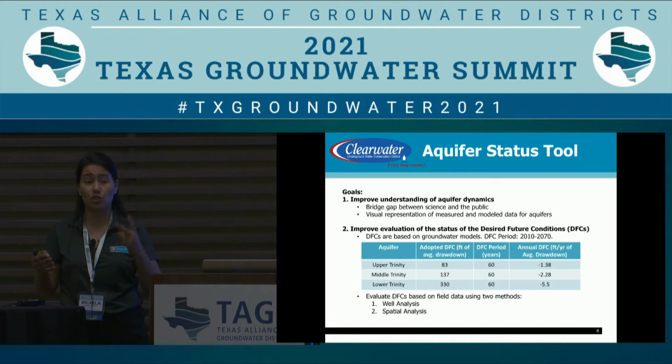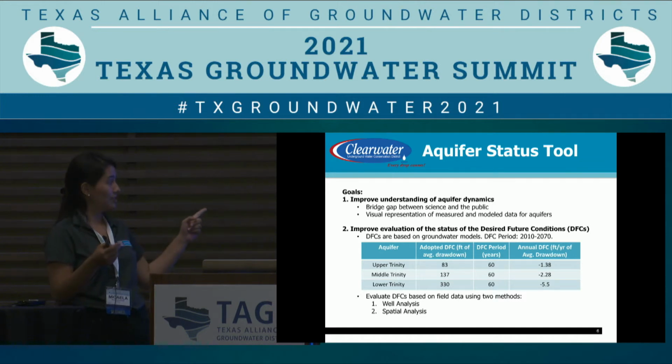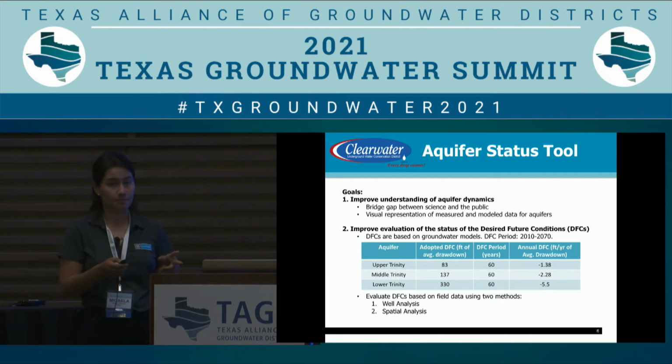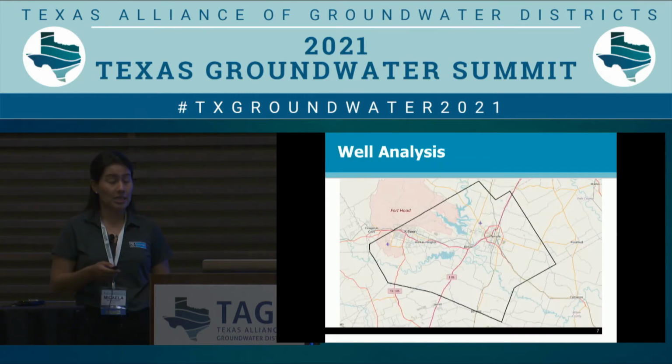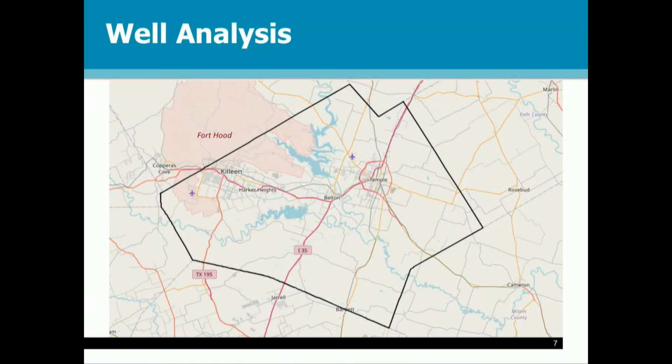We do that using 2 methods, the well analysis and the spatial analysis. So the first method is the well analysis. We have the border of the district, or Bell County, right there. And just for sake of simplicity, to explain the methodology, I'm only going to include 6 wells. So let's say we only have 6 wells in the Lower Trinity Aquifer.